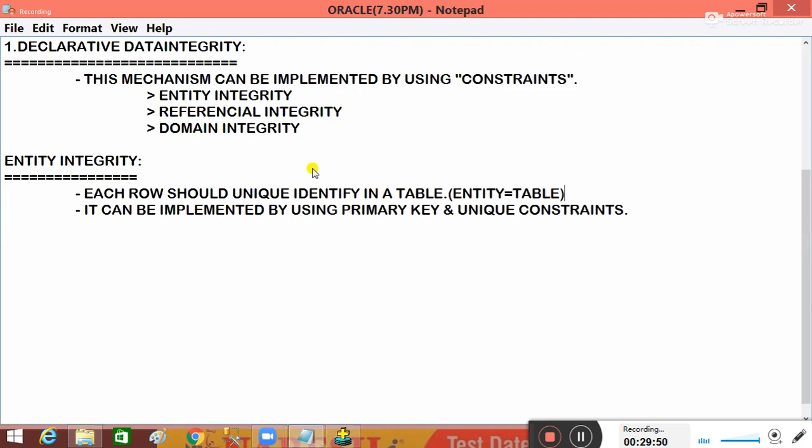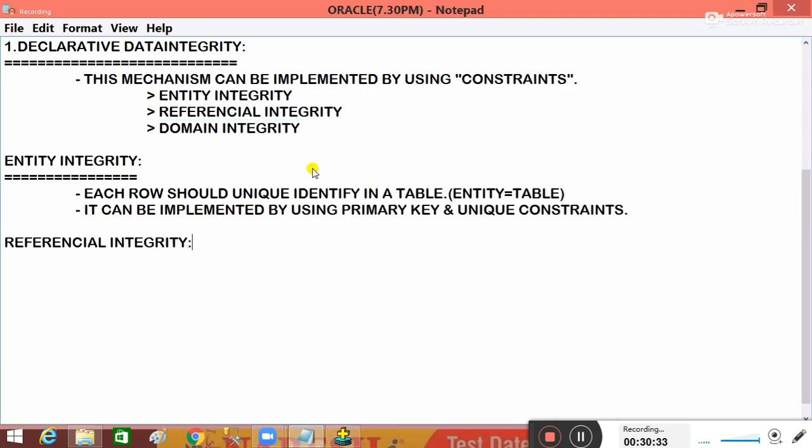And if I want to implement this integrity mechanism on my table, then I require a primary key or unique constraint. With either of these two constraints, you can maintain that each row is uniquely identified in a table. So for implementing that mechanism, each row should be uniquely identified in a table, we use primary key and unique. Right? Now, next one is referential integrity.